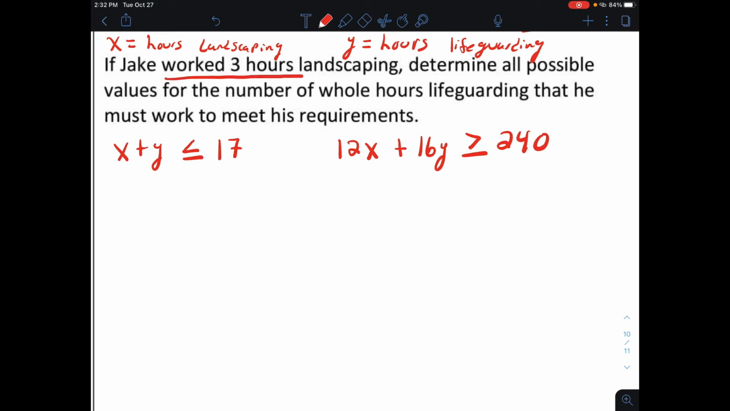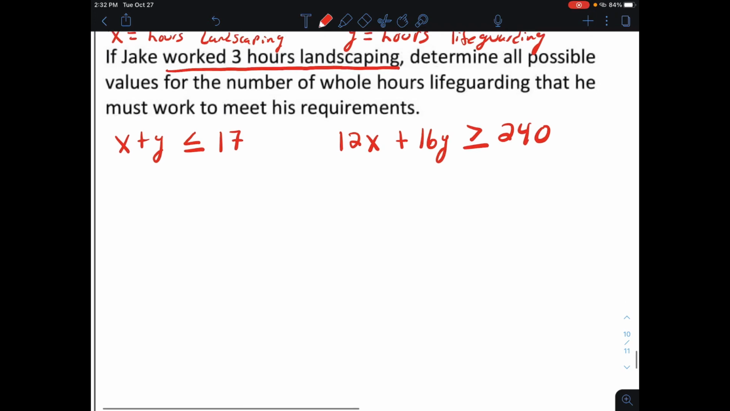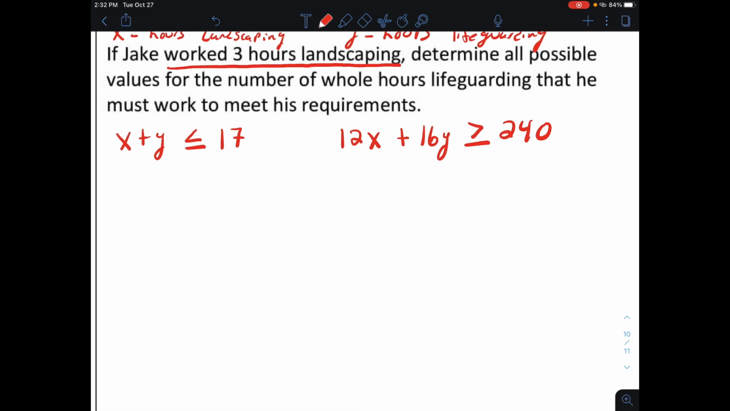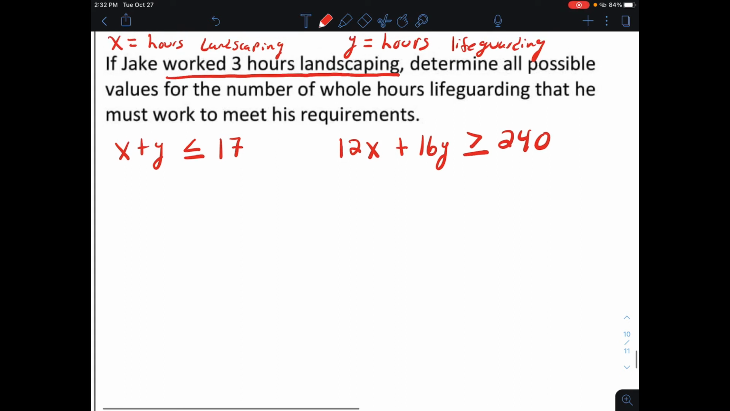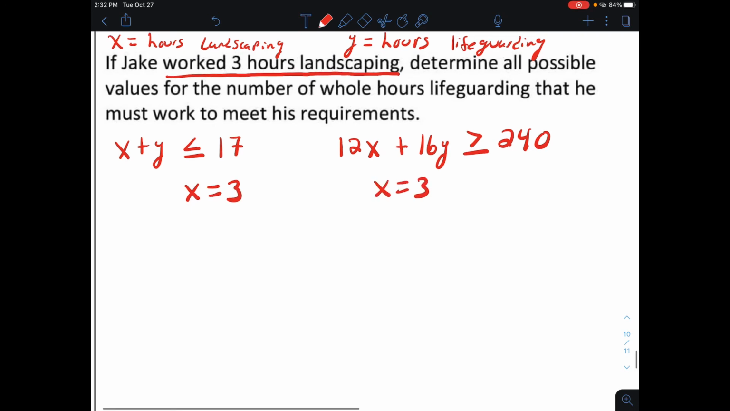Jake worked 3 hours of landscaping. Now I want to determine all the possible values for the number of whole hours lifeguarding that he must work to meet the requirements of these 2 inequalities. Okay, well, if he worked 3 hours landscaping, we're given, see, landscaping is x. We know that x is equal to 3 for both of these problems. So what we're going to do is put in 3 into both of our inequalities, and then we're going to start working our way to solve for y.